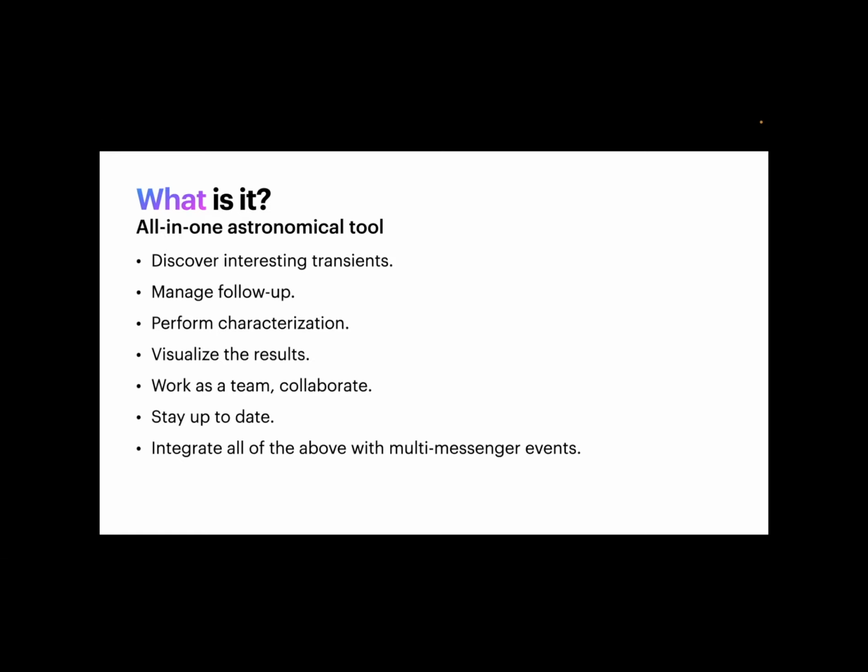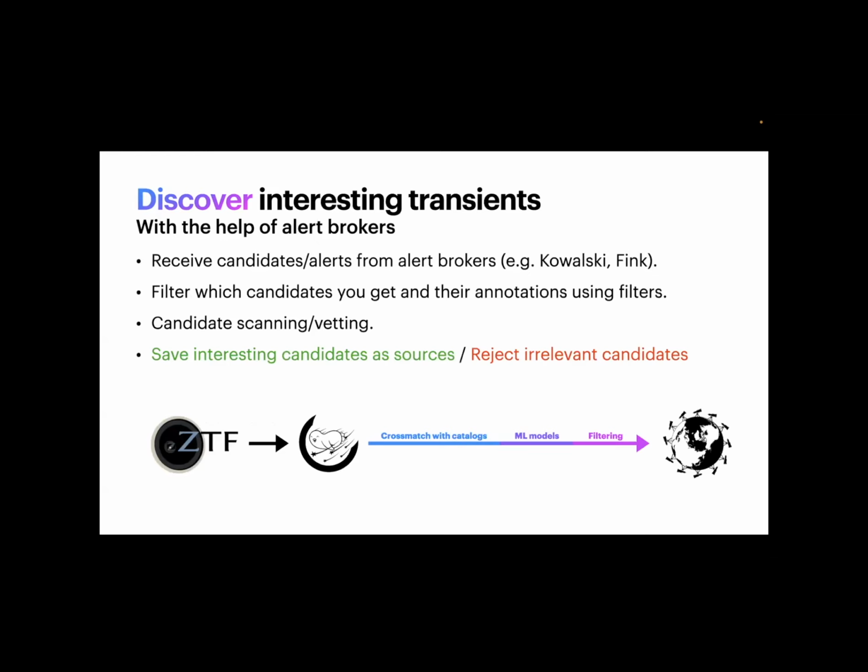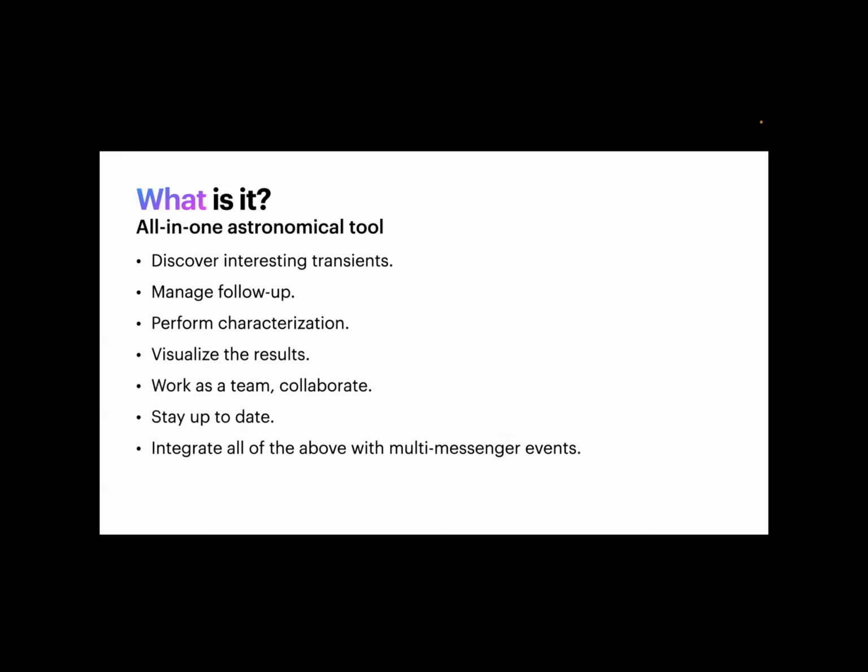So what it tries to allow for astronomers is to discover interesting transients, manage follow-up, perform characterization, visualize all of these results, work as a team, collaborate with different tools, stay up to date with new events, new transients, and also integrate all of the above with the multi-messenger events that a lot of us have been talking about. So I'll be going through all of these items and give enough details for everyone to understand what we're trying to do here.